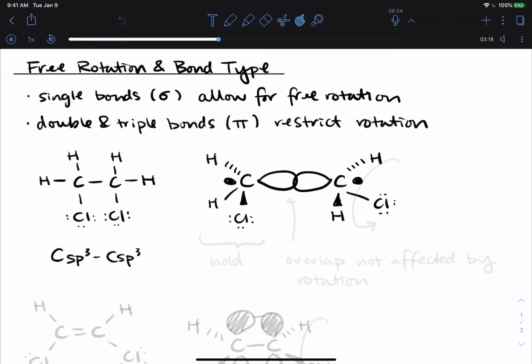So what the free rotation is saying is that this carbon-carbon bond can rotate, which means that these three things, let's hold this one on the left stationary. If you rotate this carbon on the right, these three positions can exchange with each other, but it doesn't make any change to the molecule because the overlap is not affected by rotation.